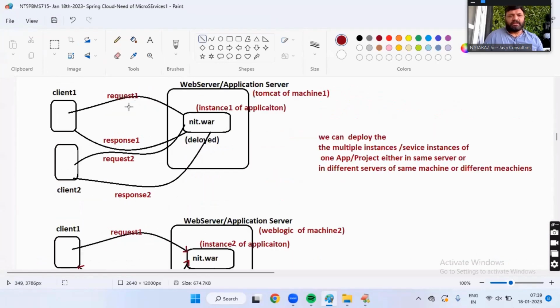What is the load count here? Here also 2. Because how many requests are there, guys? 2 requests are handled.